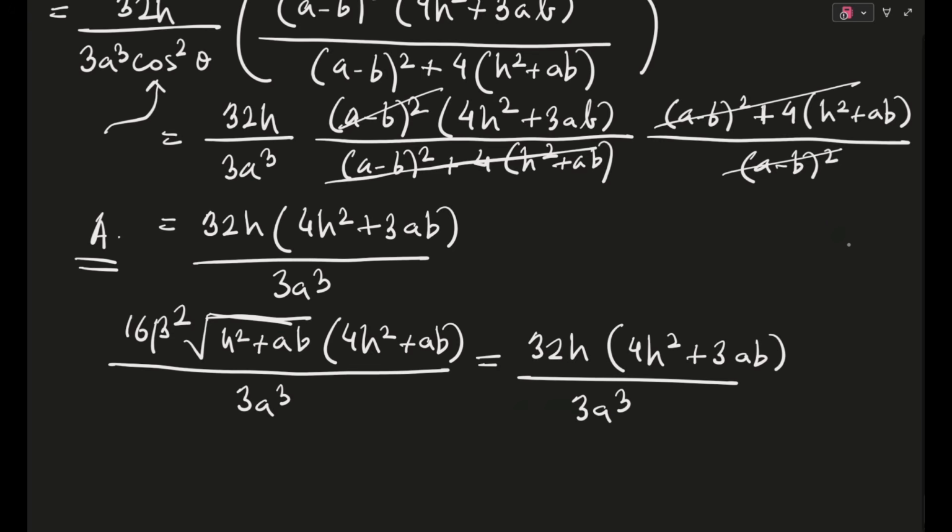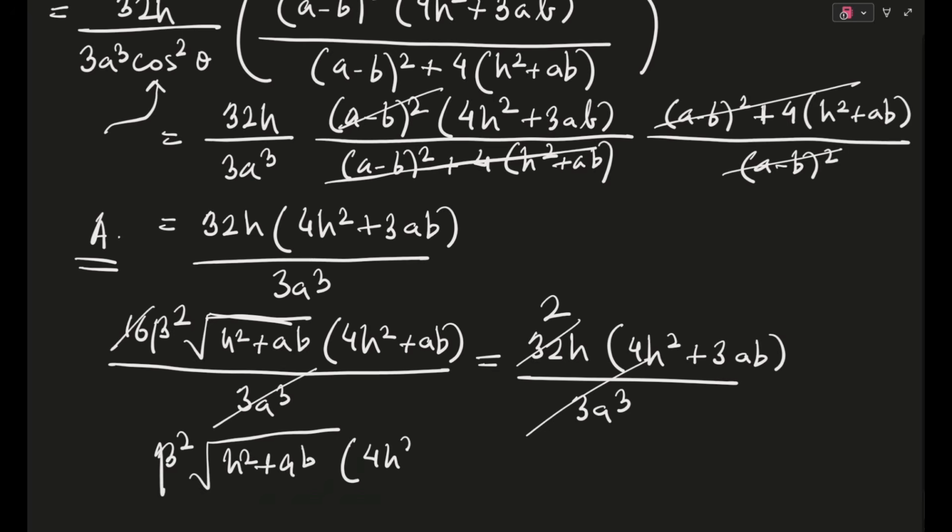Okay. So guys, some little bit of calculation, I mean cancellation: 3a cube cancels, and 16 twos is 32, and I guess no more. So this finally comes out to be beta square times root (h square plus ab) times (4h square plus ab) equal to 2h times (4h square plus 3ab).